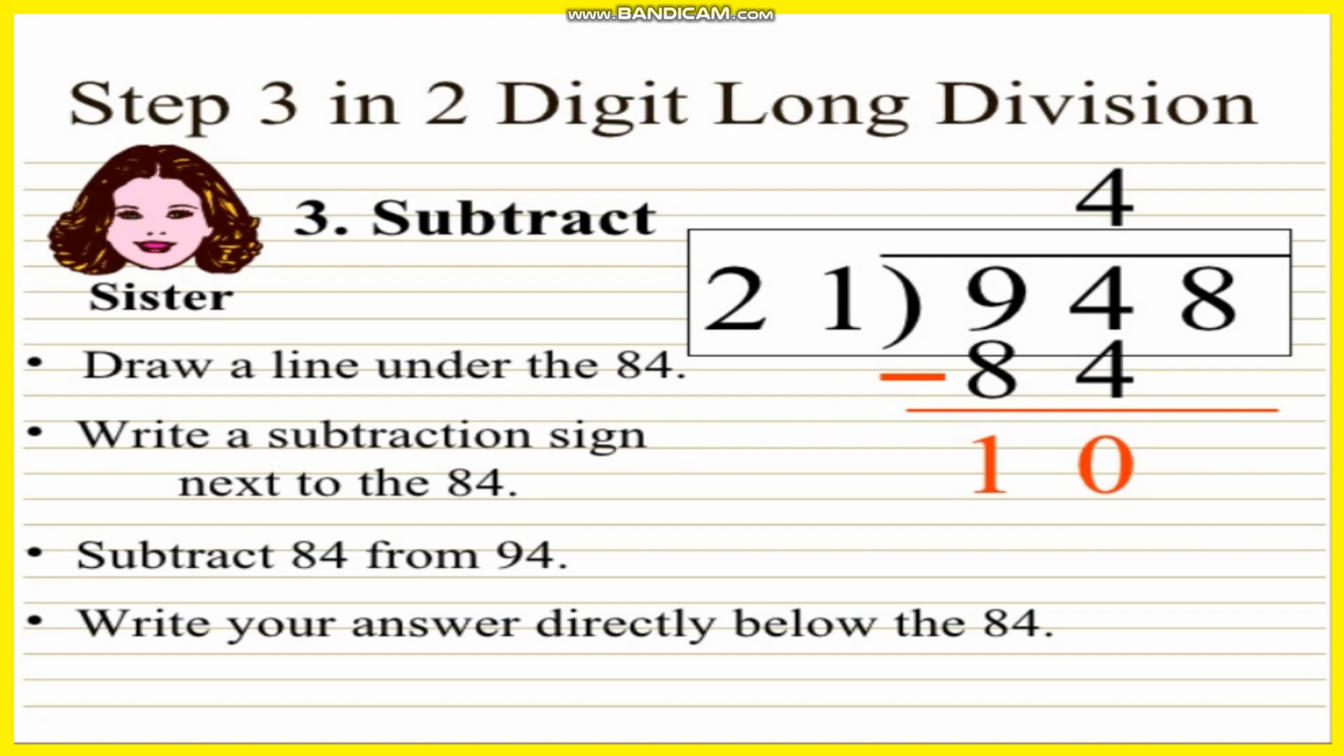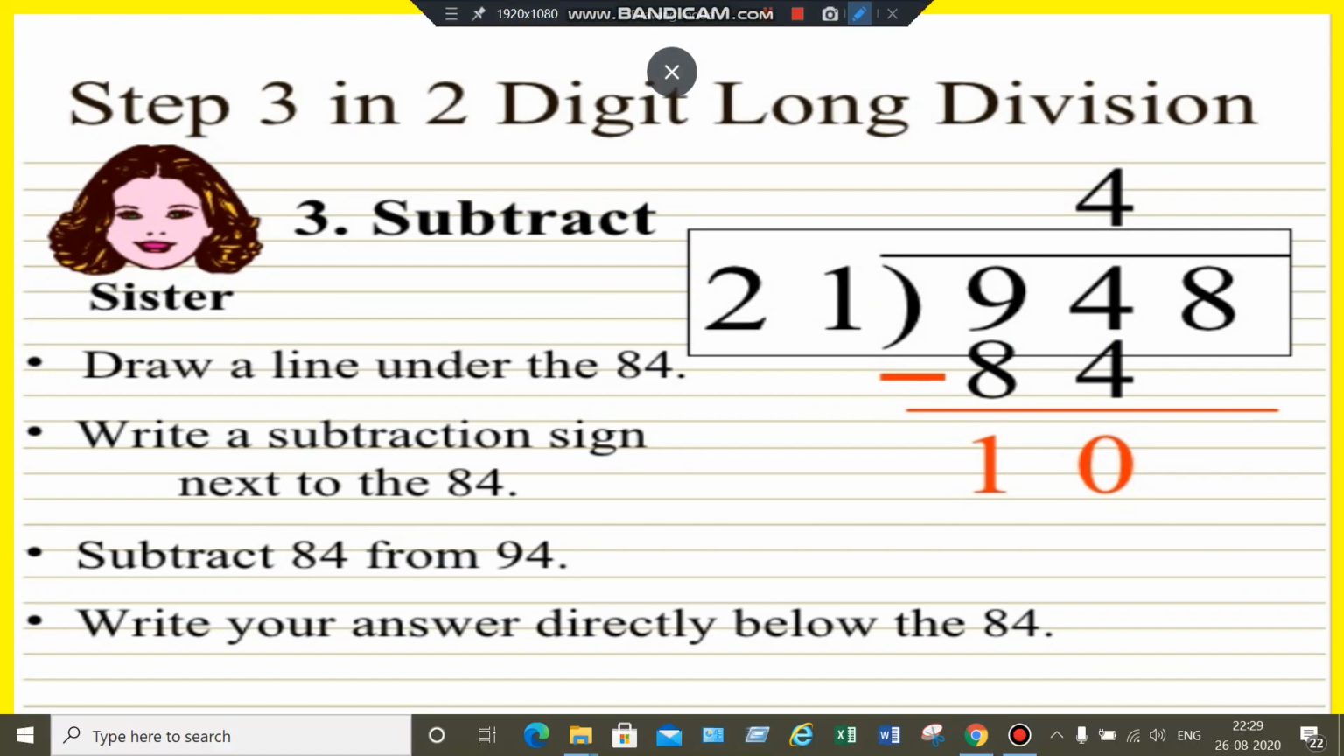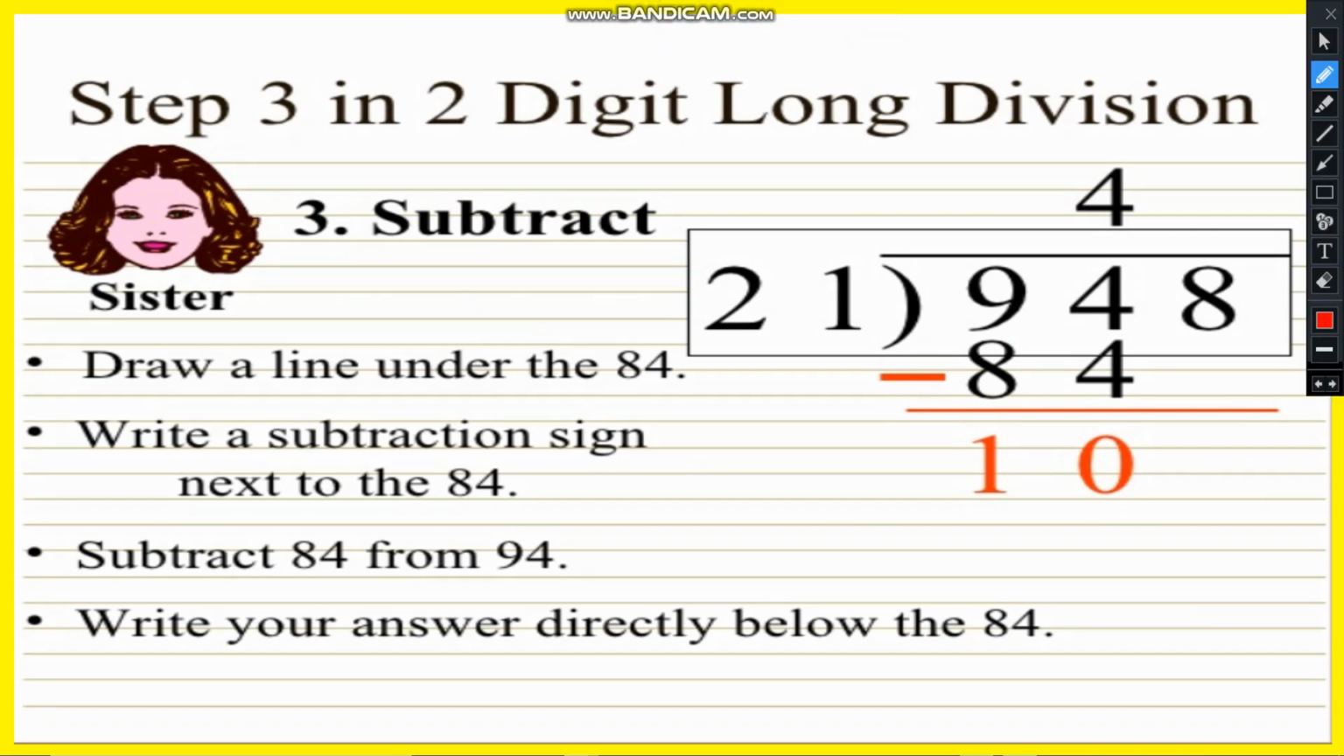Now comes the third step, that is the step of subtraction. So sister stands for that and we are using a line. Now we will subtract, so we'll draw this line here. We'll draw a line like this and subtract. So now we are left with 10. Now we have subtracted 84 from 94 and whatever our answer, that is 10, we have written just below that.